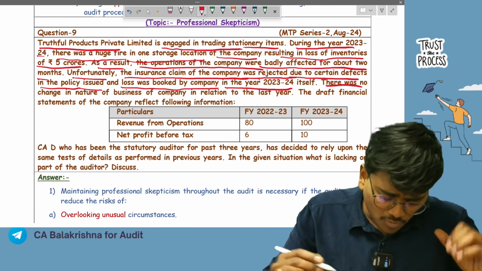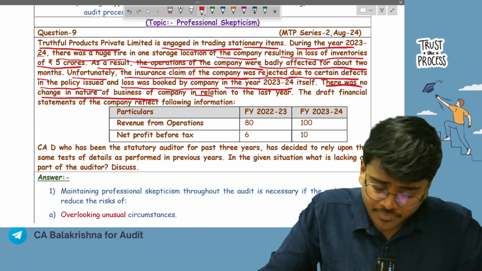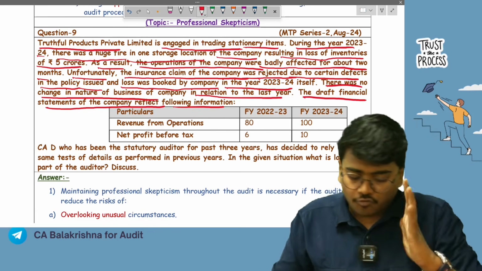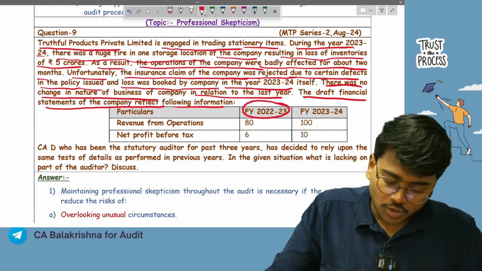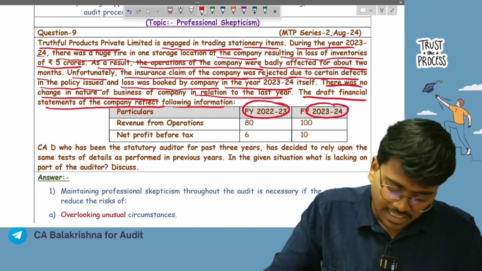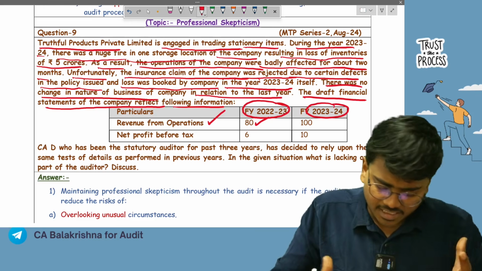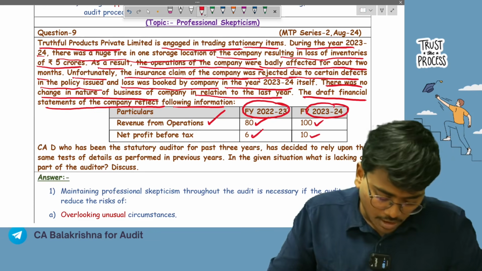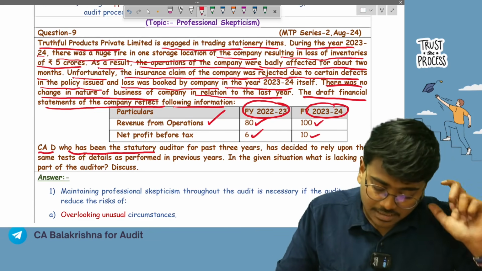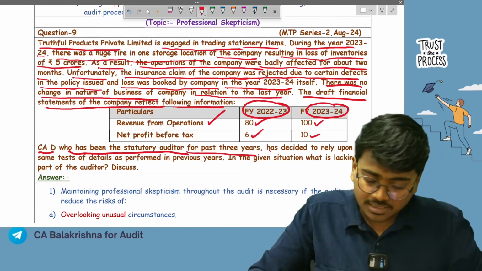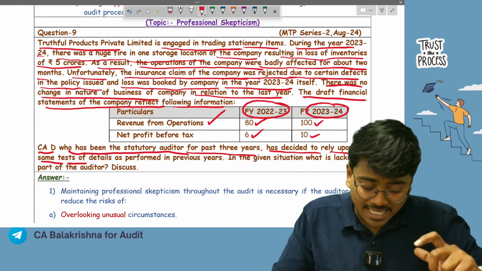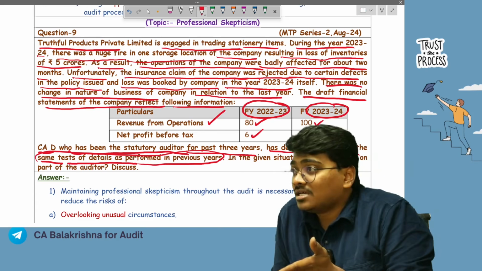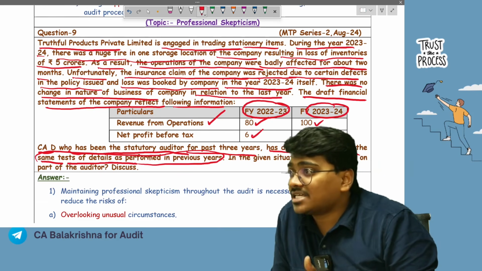Now, there was no change in the nature of business of the company in relation to last year. The draft financial statements of the company reflect the following information. For financial years 22-23 and 23-24, revenue from operations is 80 and 100, net profit 6 and 10. Now, CA D, who has been the statutory auditor for the past 3 years, has decided to rely upon the same test of details as performed in the previous year. So he decided to rely on the same audit procedures.